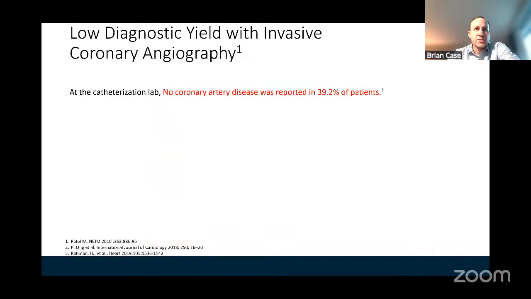If you take a patient to the cath lab who has ANOCA, angina, and you do a left heart catheterization. Sorry, if you take them to the cath lab and they have angina and you do a left heart cath, 40% of your patients are going to have no epicardial coronary artery disease. We see this all the time in the cath lab. You know, patient has atypical symptoms, an inconclusive stress test. You do the left heart cath, and there's normal coronaries.